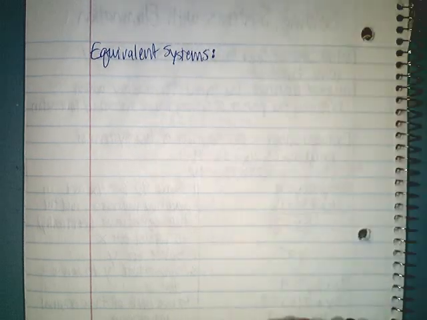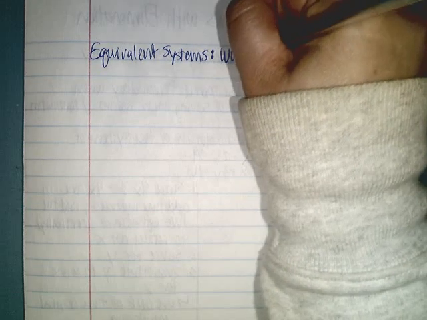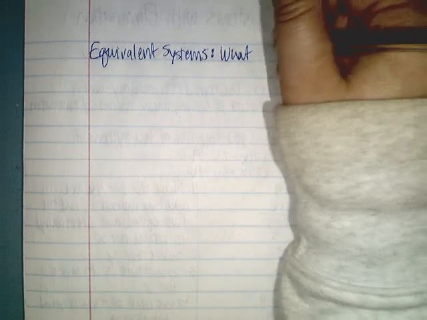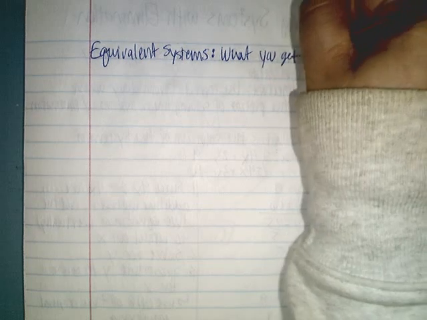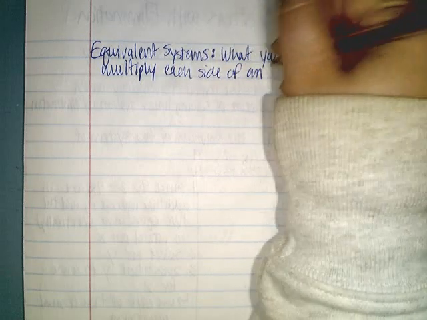Now I'm going to define equivalent systems. Equivalent systems are what you get when you multiply each side of an equation by the same non-zero number.